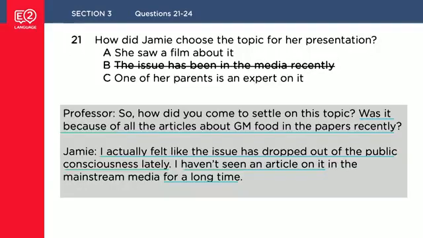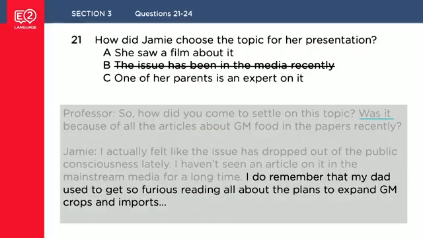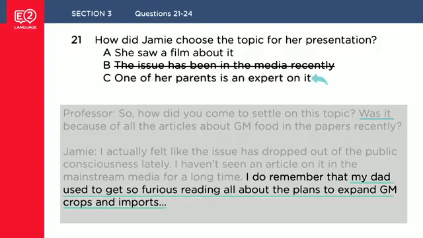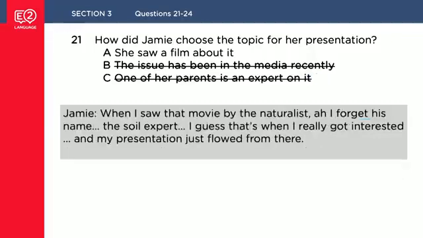We've got A or C. She saw a film or one of her parents is an expert. She went on to say, I do remember that my dad used to get so furious reading all about the plans to expand GM crops and imports. So we're mentioning her parent here, but is her dad an expert? No, he just used to get annoyed hearing about it. So it's not C. This eliminates B and C, means the answer must be A, but let's keep listening and check.